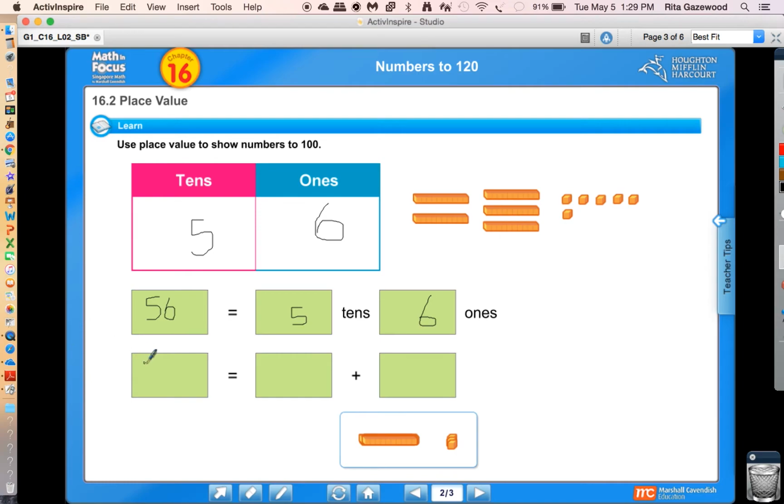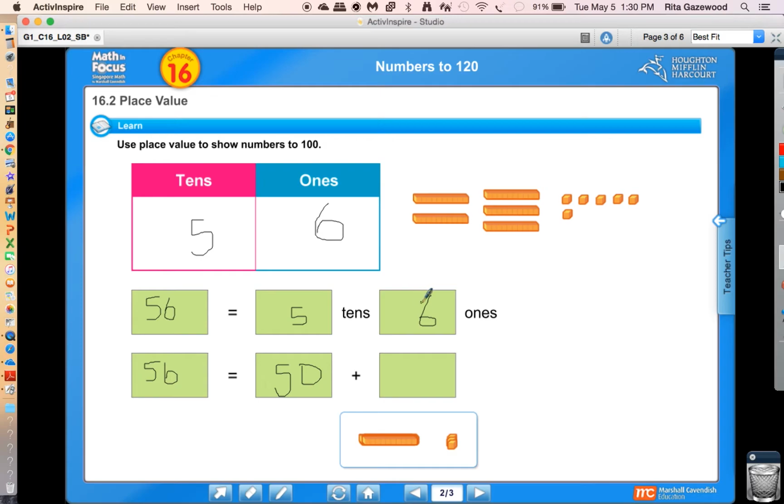Now we can also write that as an equation. We could say 56 equals blank plus blank. So for this one, we're saying how much are 5 10s worth? What is the number for 5 10s? So we have to count by 10s. Are you ready? Help me count them. 10, 20, 30, 40, 50. So 5 tens is the same as the number 50.